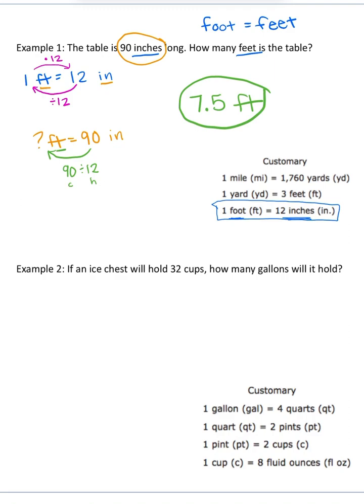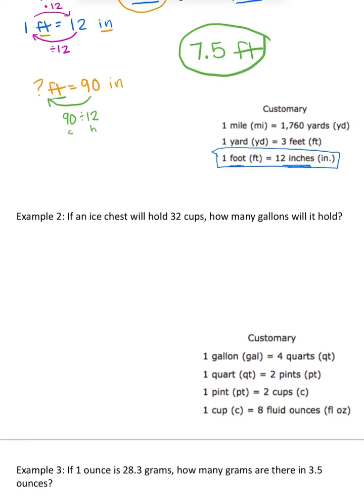If an ice chest will hold 32 cups, how many gallons will it hold? So this one says cups, and they want me to change it to gallons. So if I'm looking at my star chart down here, I see that I have cups, but on the other side is pints. So I can't use that one. And then I have gallons, and then I have quarts. I am looking for cups and gallons.